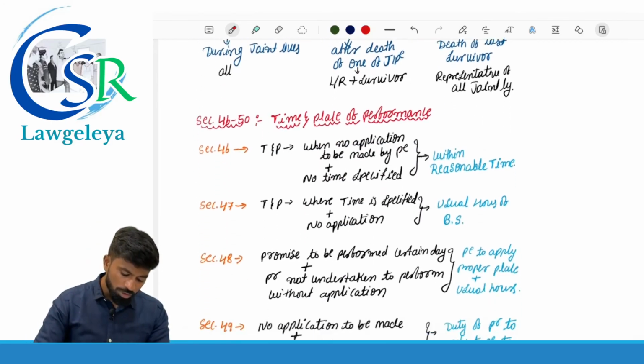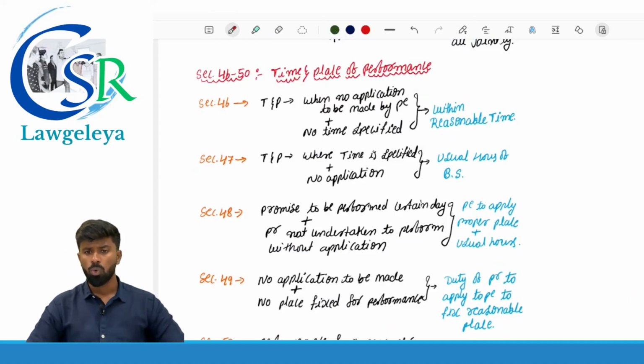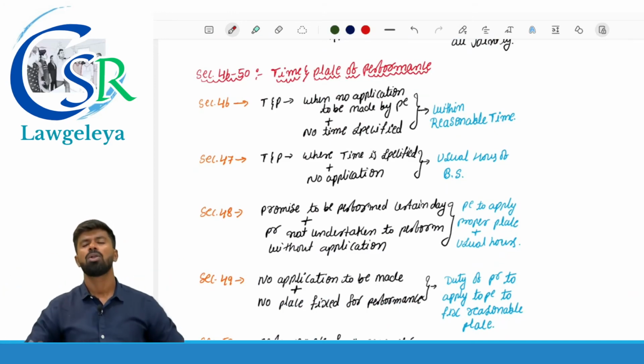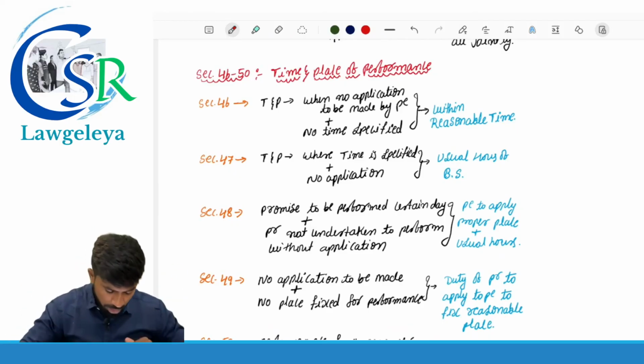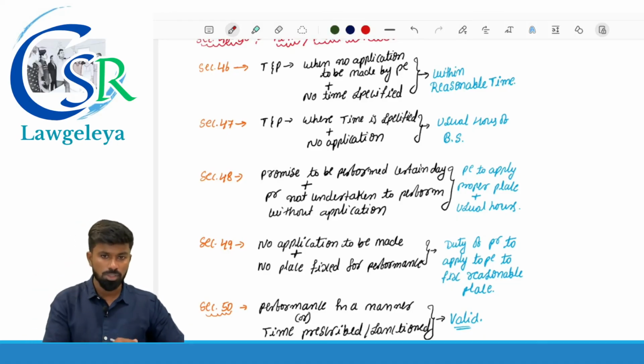Then 46 to 50, time and place of performance. 46 provides a situation where no application is to be made by the promisee, meaning the promisor has agreed to perform without any request by the promisee, and no time is specified. In that case, it has to be performed within what time? Reasonable time. Section number 46, time and place: where time is specified, no application is to be made. During what hours? Usual hours of business.